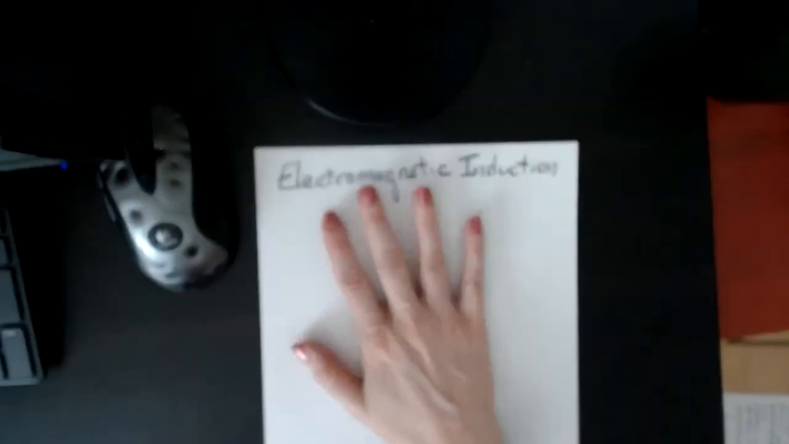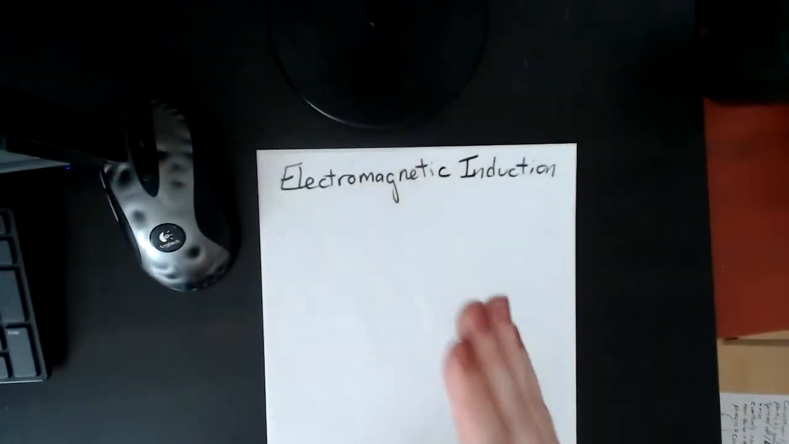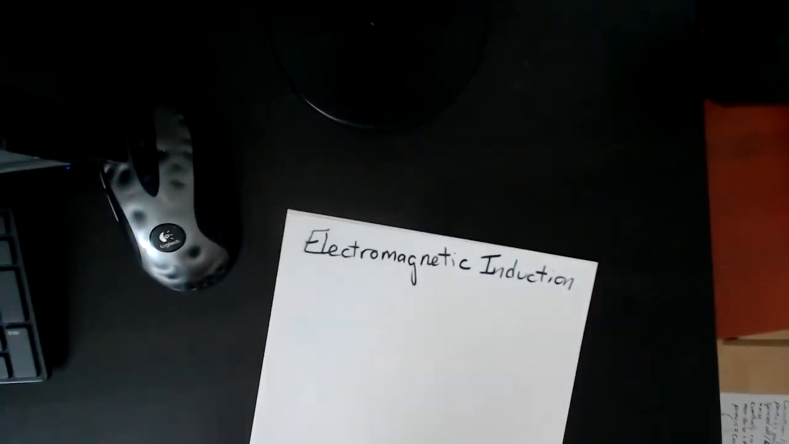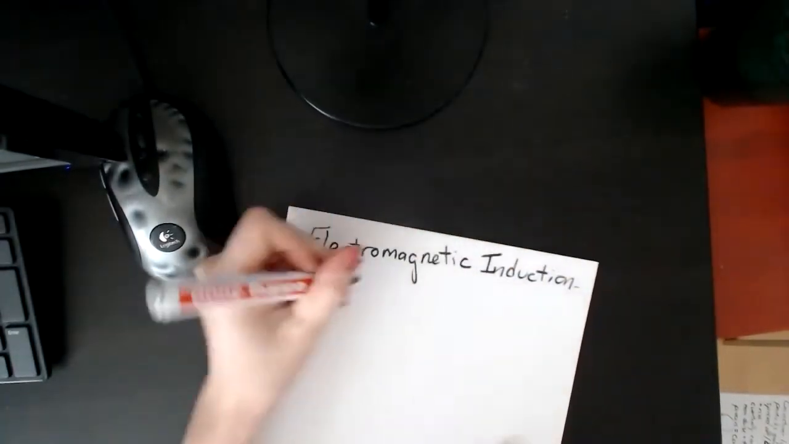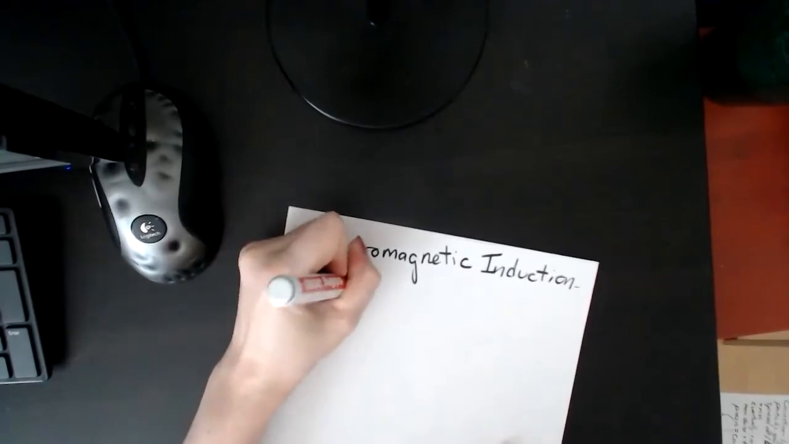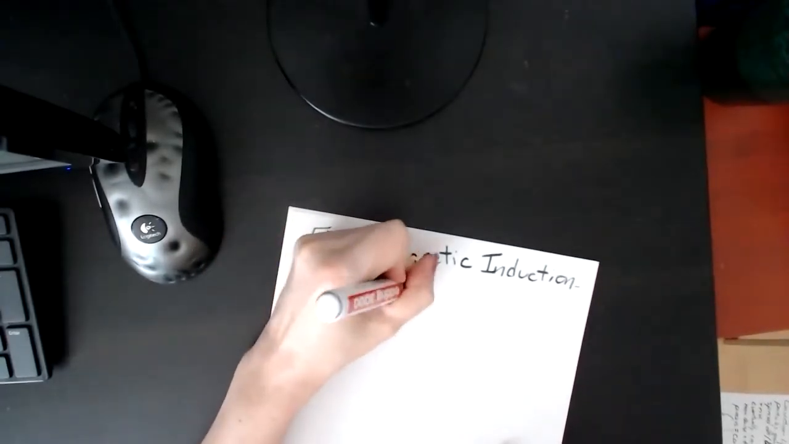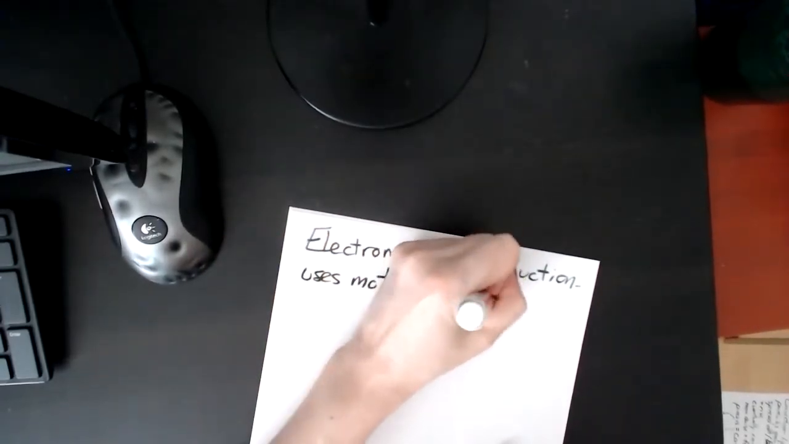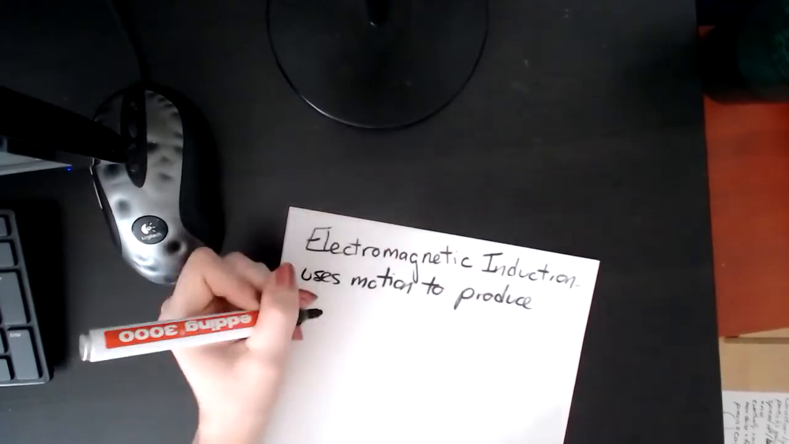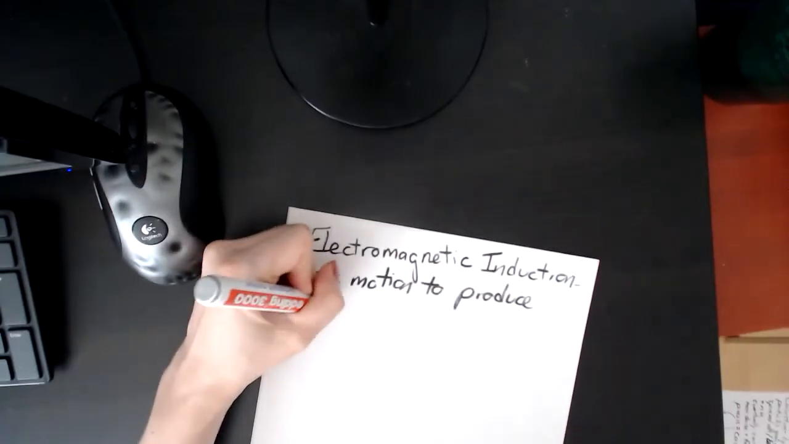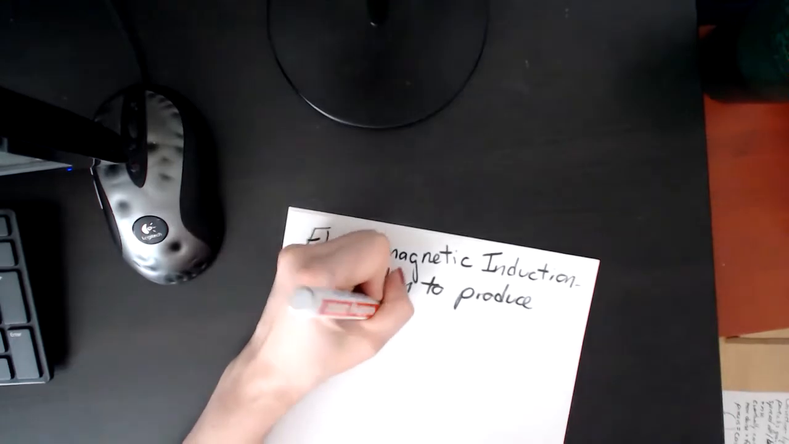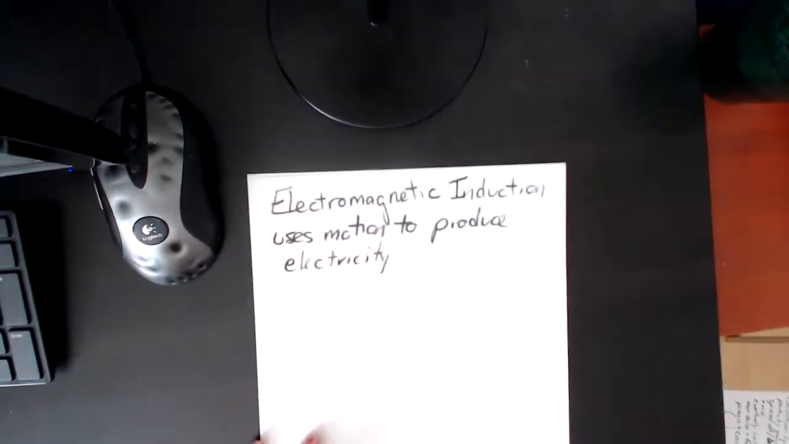Electromagnetic induction is doing the opposite. It is using motion to produce electricity. So you can either use electricity to produce motion, or you can use motion to produce electricity. They're both within this electromagnetic umbrella.